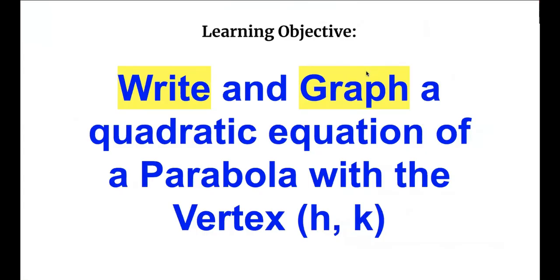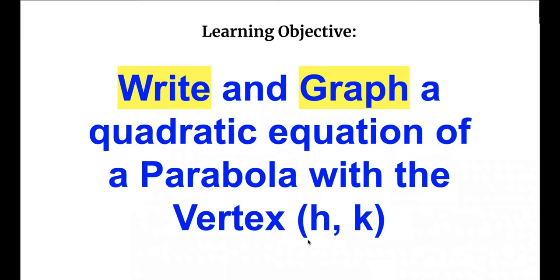Okay, so here we go. Today we're going to write and graph a quadratic equation of a parabola with the vertex (h, k). In the section before this, our vertex was at the origin. I'll repeat this again so you can see it through the example, but now we're going to see the vertex somewhere else other than the origin.